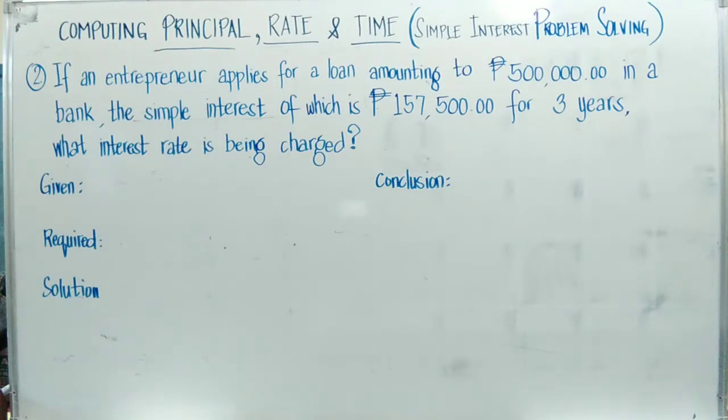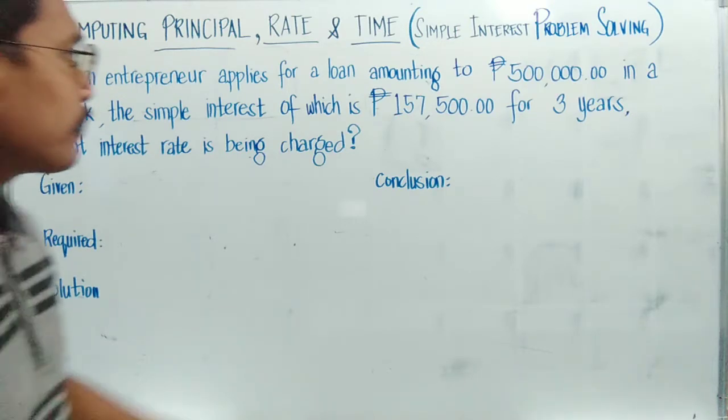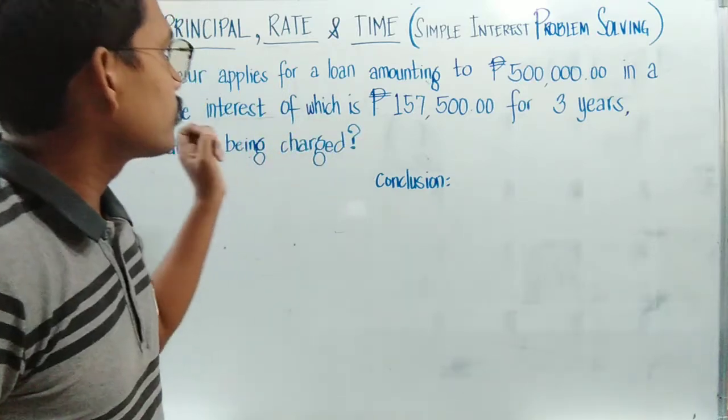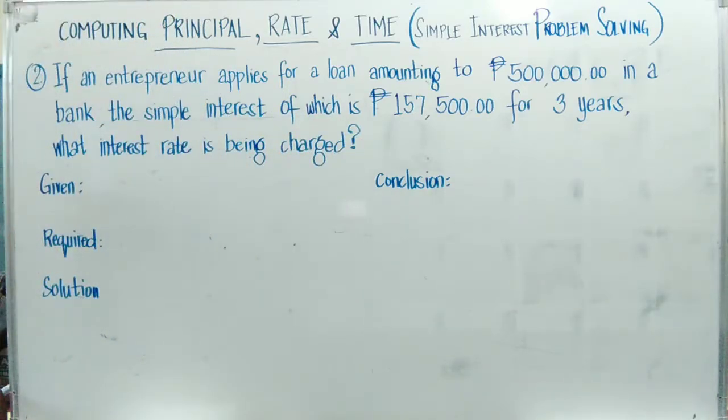For our next problem, we have: an entrepreneur applies for a loan amounting to 500,000 pesos in a bank, the simple interest of which is 157,500 pesos for 3 years. What interest rate is being charged? Again, we will follow these steps. First, let us identify the given information or data.